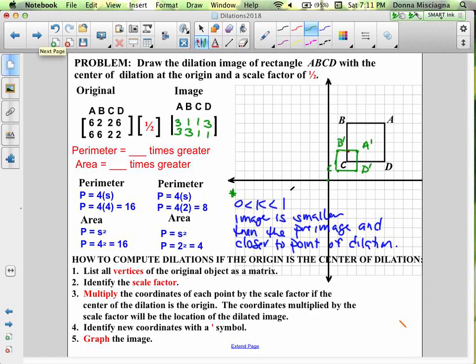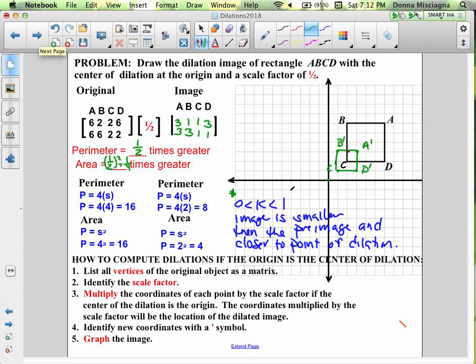Notice it is smaller. Notice it is closer to that point of dilation. It's twice as close, because our scale factor was half. Or it's half the distance, however you want to think of it. So our perimeter is just going to be the scale factor times greater, right? So it's half times as great, half as much, however you want to word that. The area is going to be 1/2 squared, which would be 1/4. And let's see if that's what we have.